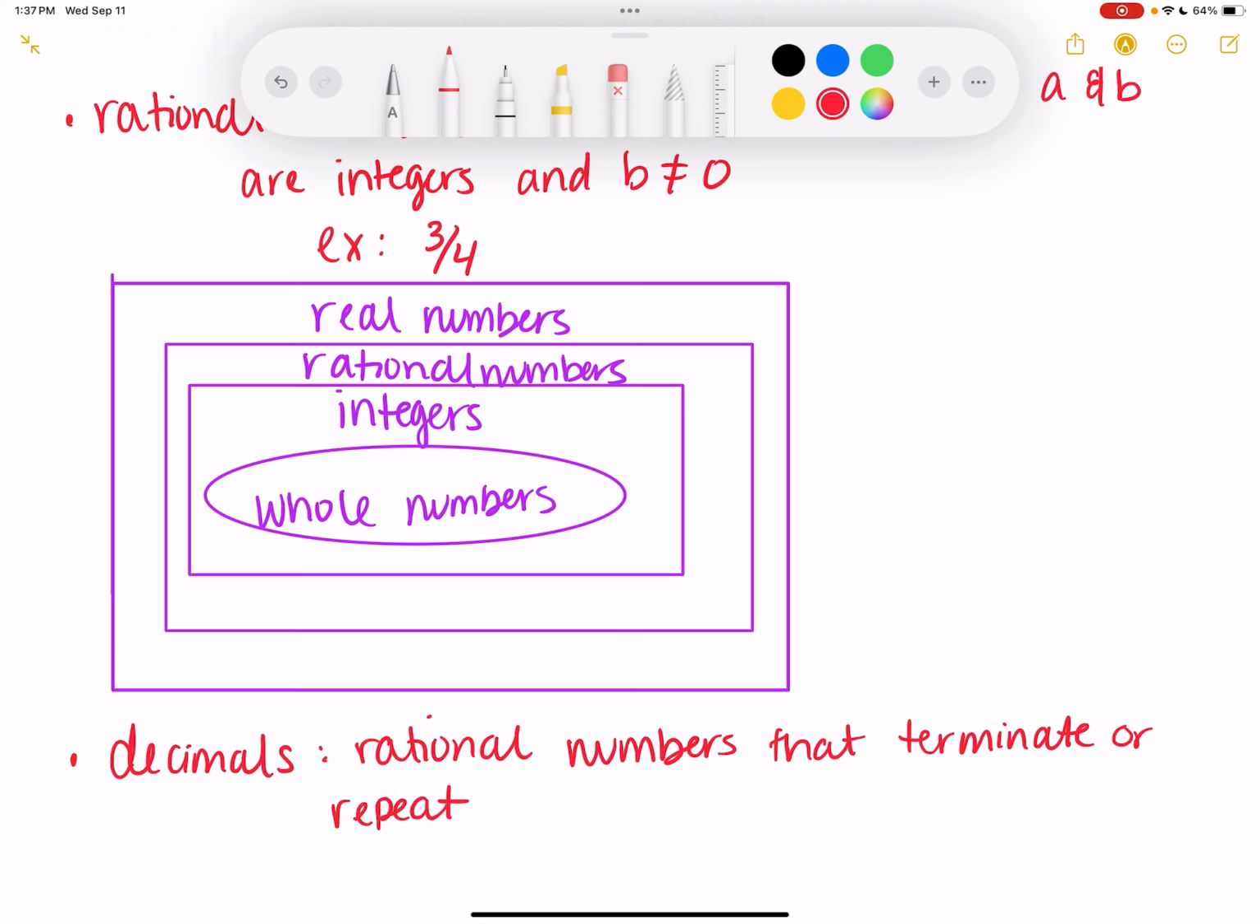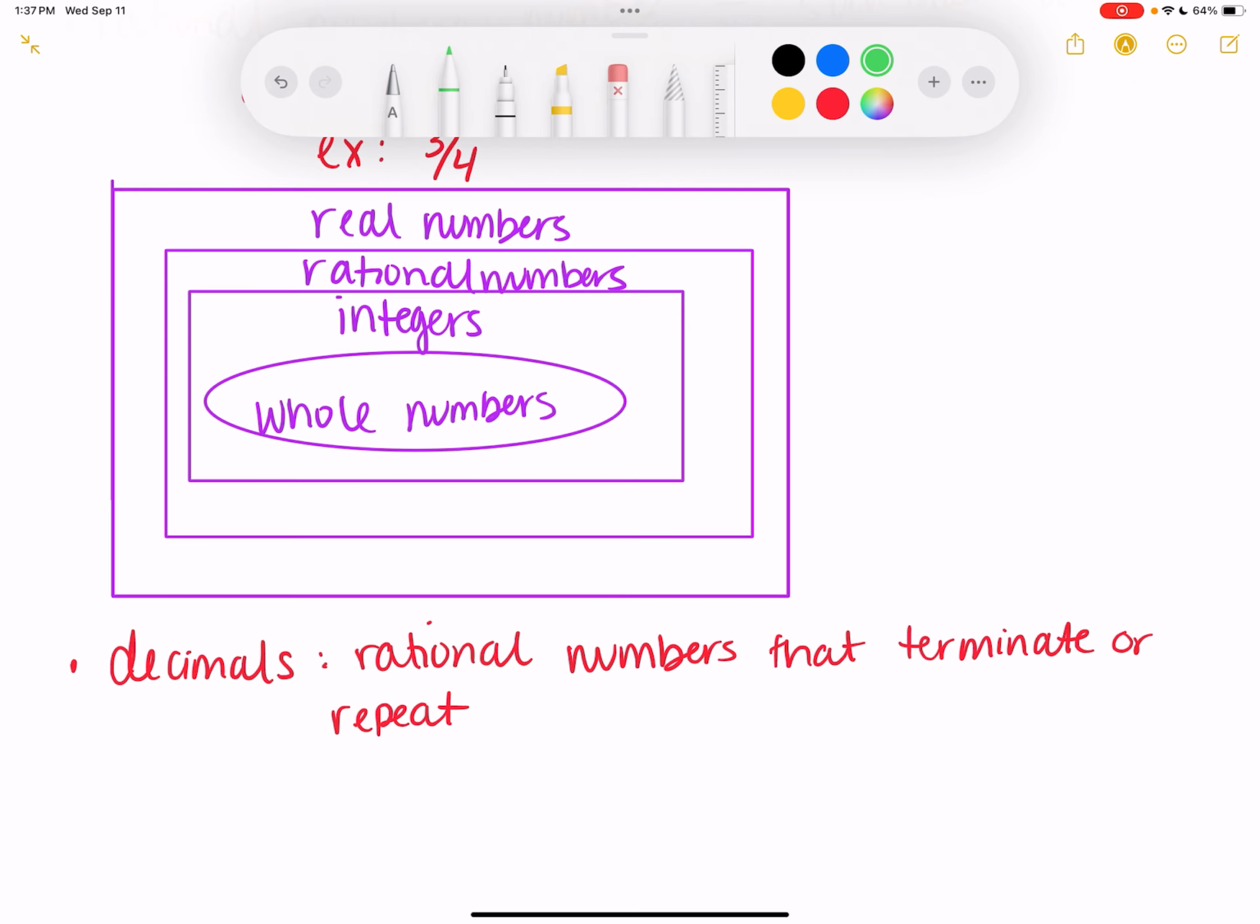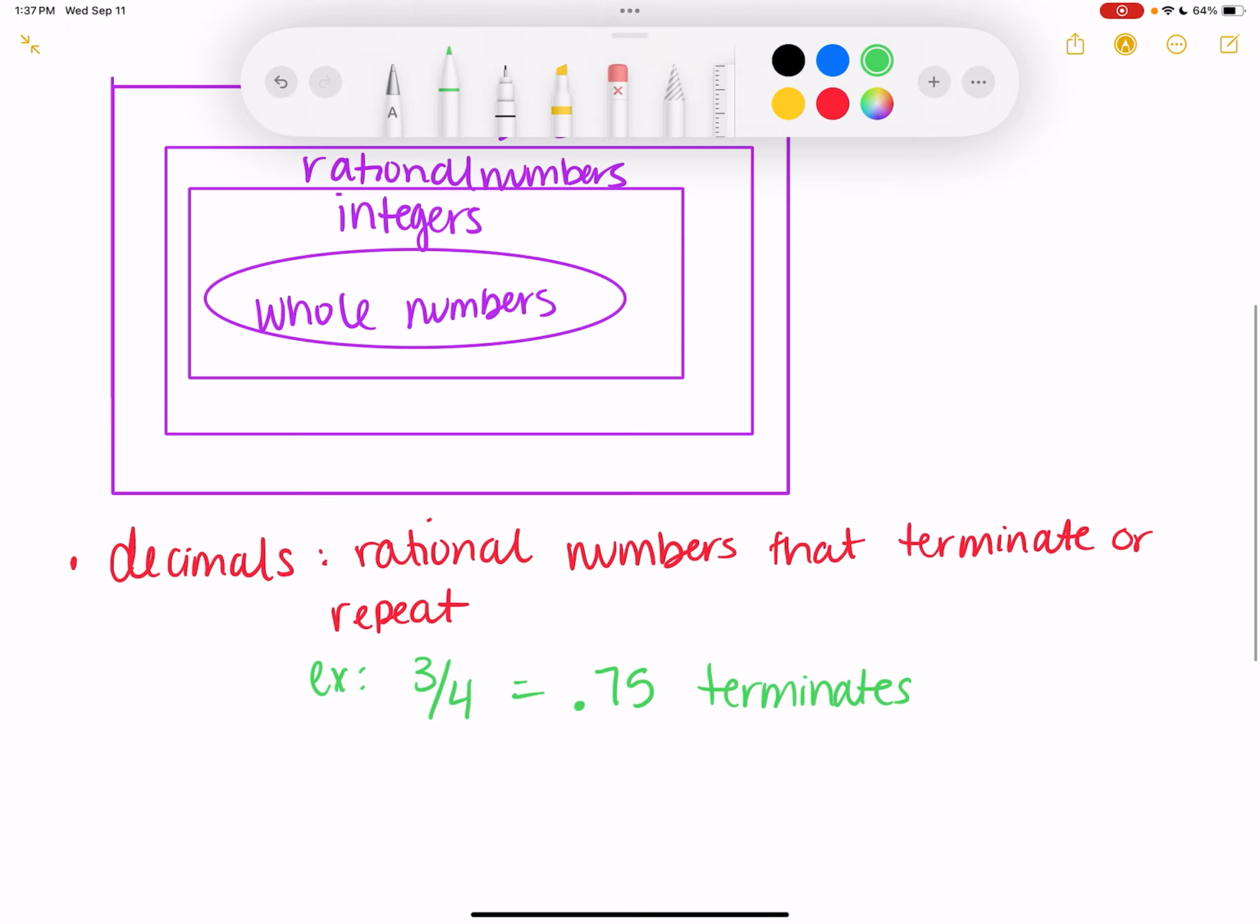So to go back to 3/4 that I had earlier, 3/4 as a decimal is what? 0.75. That terminates, right? It has a stopping point. It's 0.75 and then that's it. However, if I had something like 1/3, anybody know what that is as a decimal? Yep, 0.3 repeating. We usually put the line over it for repeating, and so that is a repeating decimal.